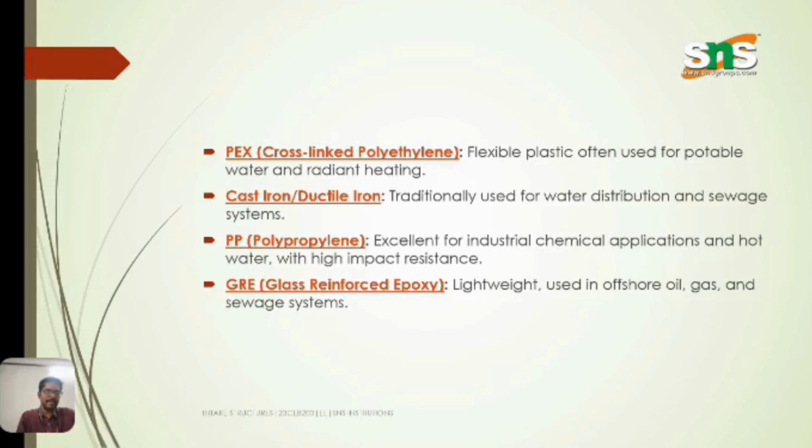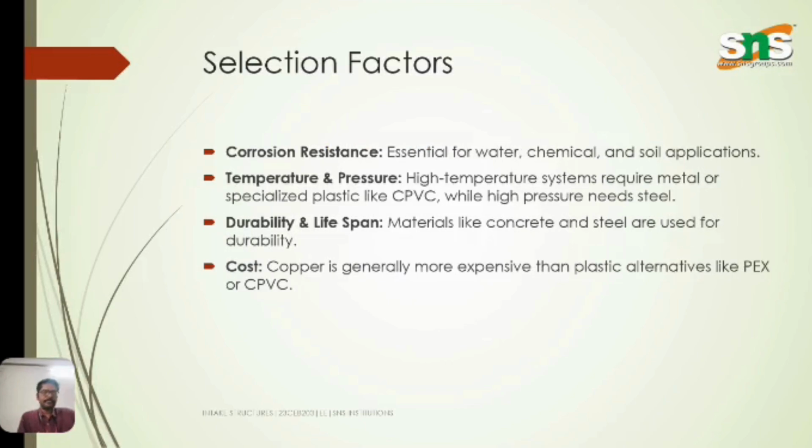PEX, cross-linked polyethylene, is a flexible plastic often used for potable water and radiant heating. Cast iron and ductile iron are traditionally used for water distribution and sewage systems, and are excellent for industrial chemical applications and water, with high impact resistance. Glass-reinforced plastic is lightweight, often used in oil, gas, and sewage systems.